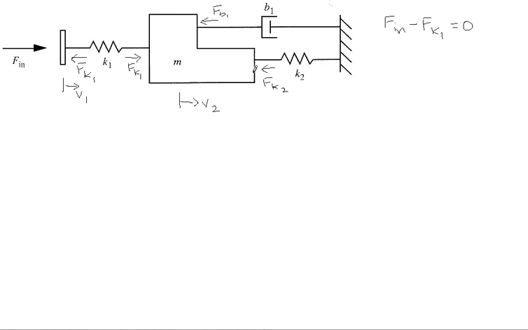For the second platform, the forces acting on the mass M would be Fk1 due to the spring, Fb1 due to the damper B1, and Fk2 due to the spring K2. Hence, the equation of motion would be Fk1 minus Fb1 minus Fk2 is equal to 0.